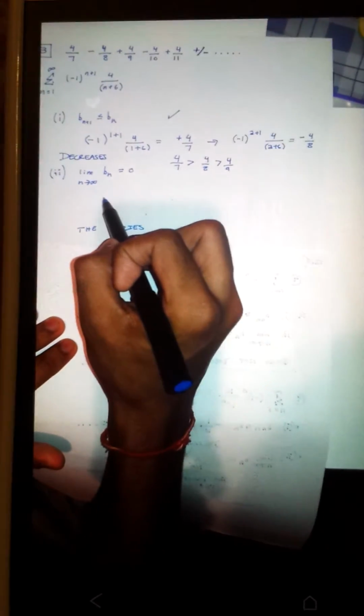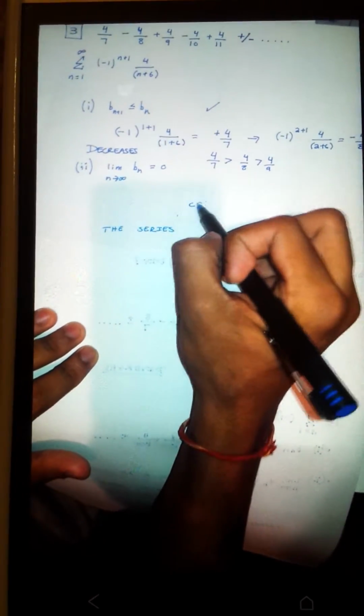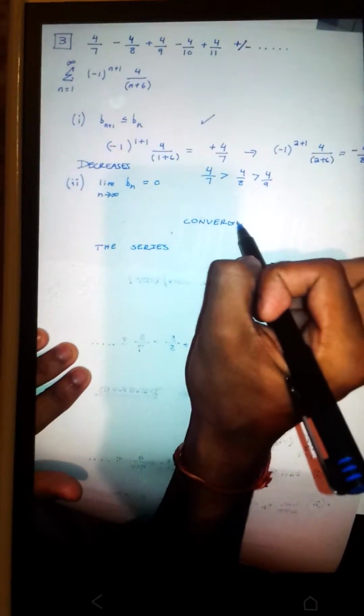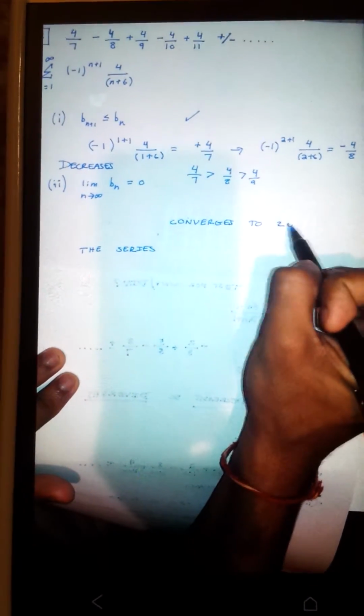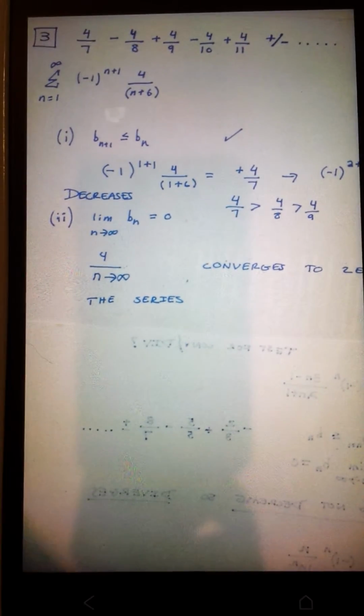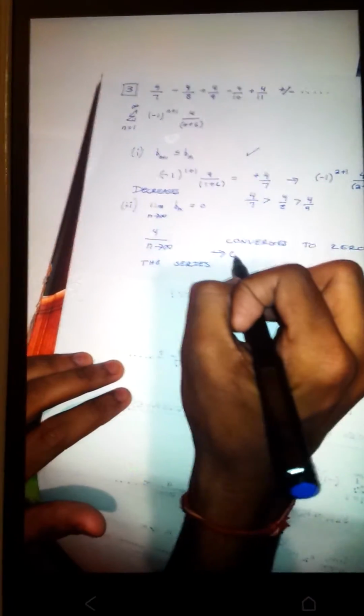And then the second criteria is to look as the limit of n approaches infinity of b sub n equals 0. We notice that if you plug in numbers, this limit gets infinitely small and it converges to 0. The reason for this is because the numerator stays constant, but this denominator is going to infinity, which means that this series will go to 0 as the denominator increases. So this series converges because it meets both criteria.